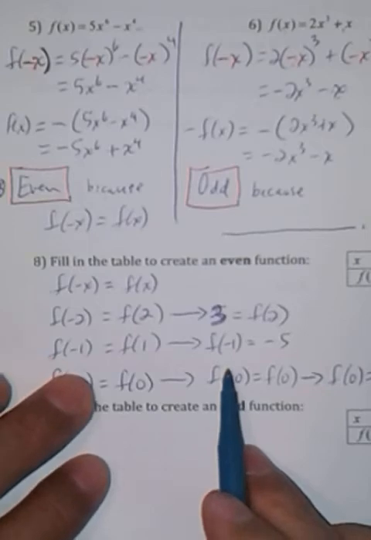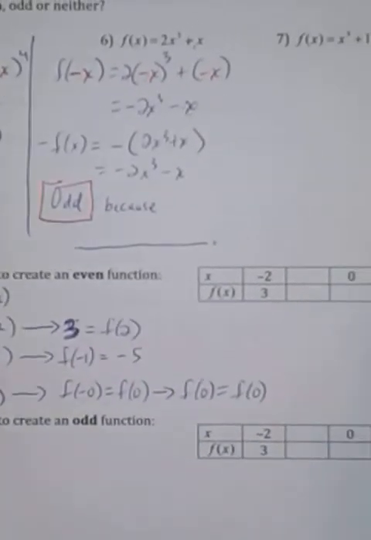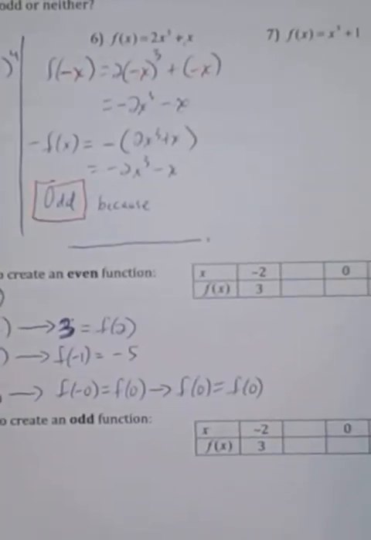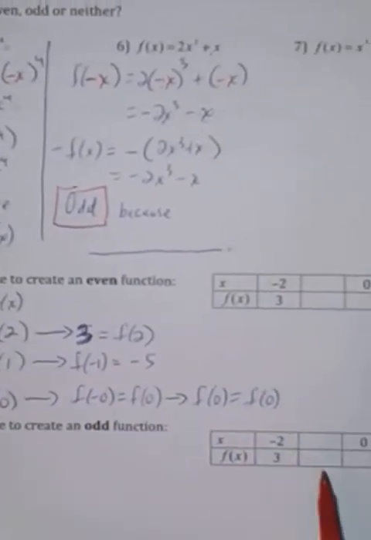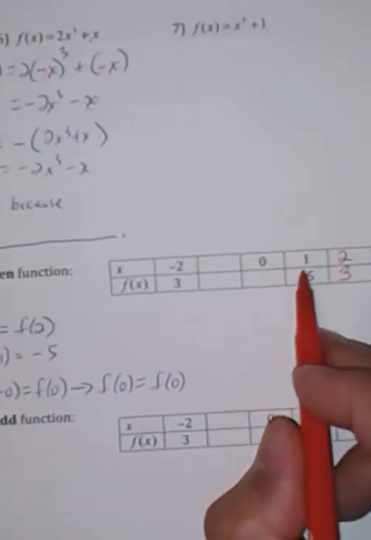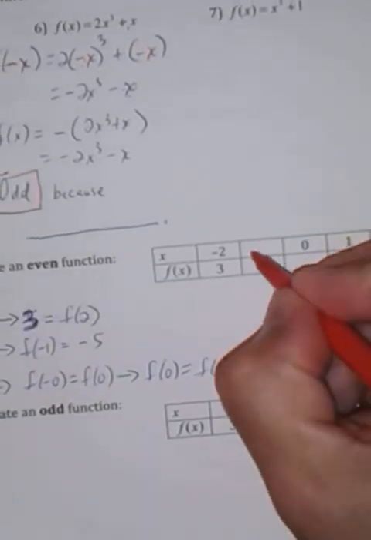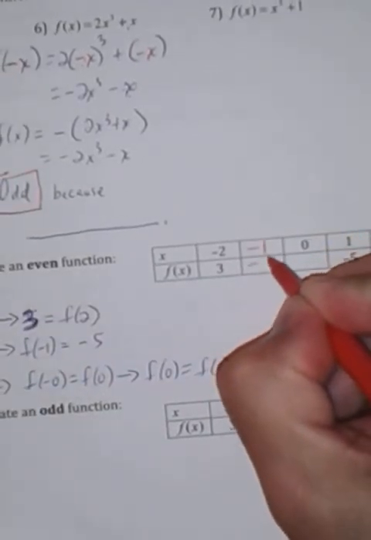And f of negative 1, okay, so f of 1 was 5. Okay, so f of 1 was negative 5. So f of 2 is 3. I'm sorry about that. F of 2 is 3. And then we have f of negative 1 is negative 5. Notice we don't have x equals negative 1, but we have a place to put it. Negative 1 is negative 5.